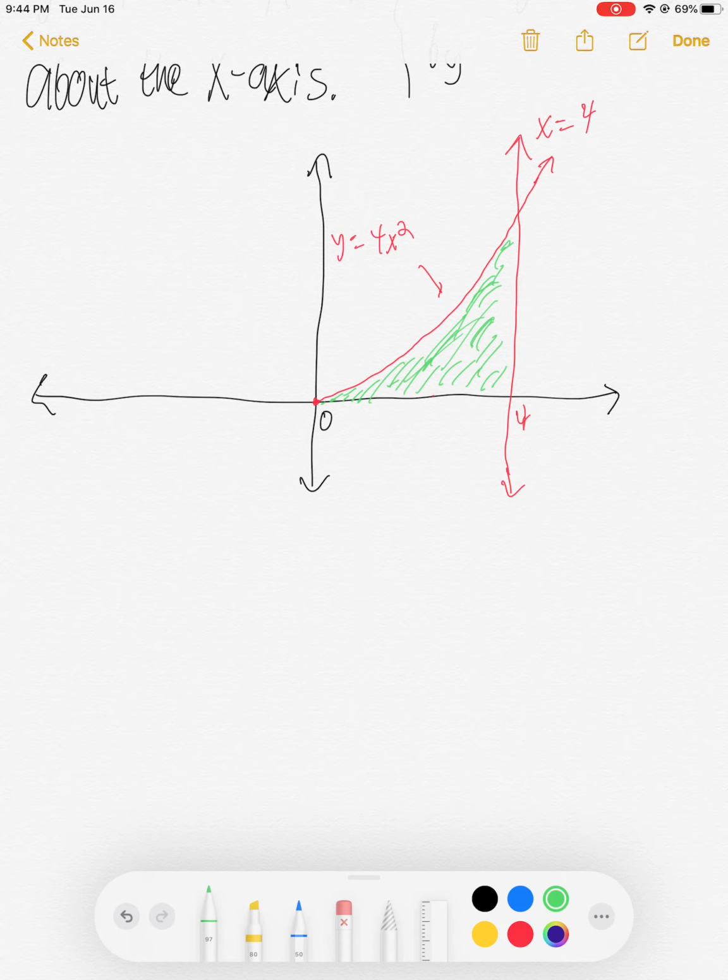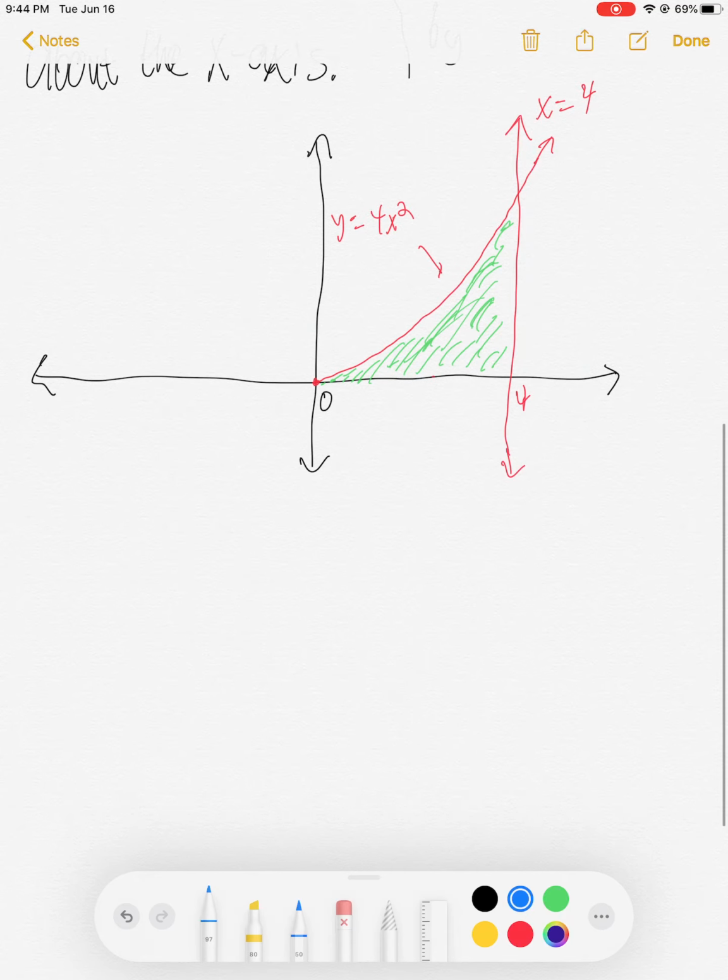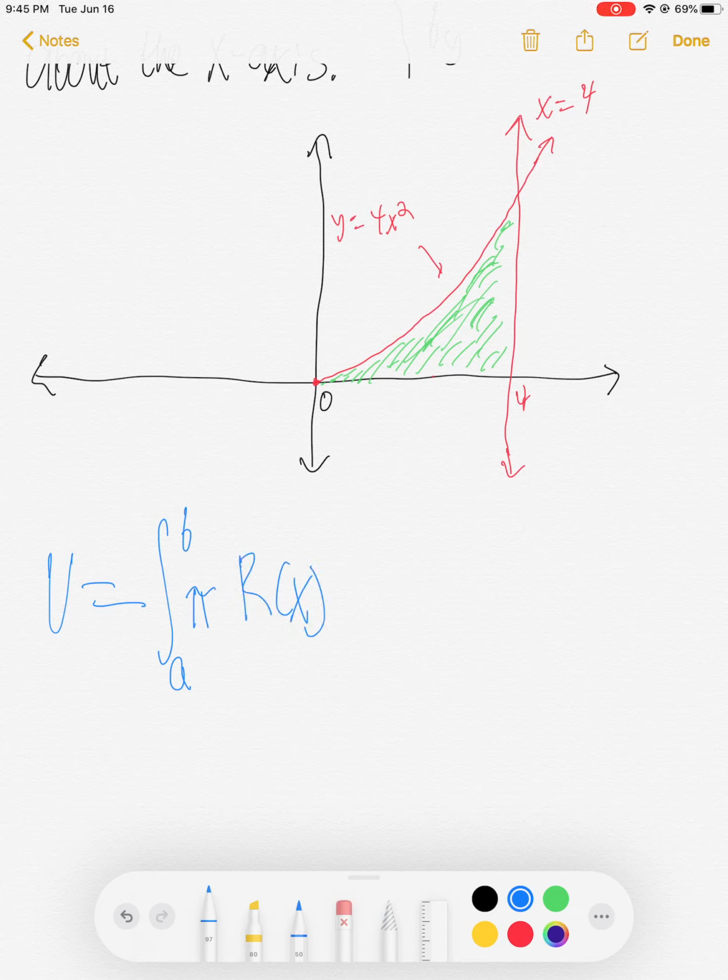So the formula which we're going to use, and this formula works anytime that we have something like this, is going to be that the volume, V for volume, is going to be the integral from A to B of pi, and then we're going to have R of x squared. R of x is supposed to be like the radius here.